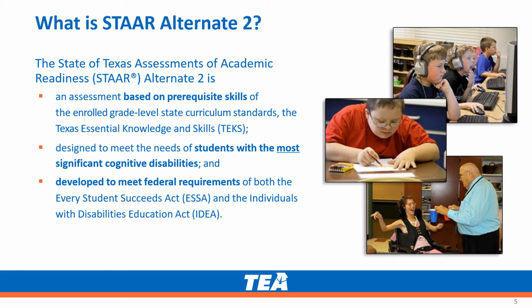We will begin with guidance on what is STAAR Alternate 2. The State of Texas Assessment of Academic Readiness, STAAR Alternate 2, is an assessment based on prerequisite skills of the grade level state standards, the Texas Essential Knowledge and Skills, or TEKS. The STAAR Alternate 2 is an assessment designed for students with the most significant cognitive disabilities and was developed to meet federal requirements of both the Every Student Succeeds Act, ESSA, and the Individuals with Disabilities Education Act, IDEA.